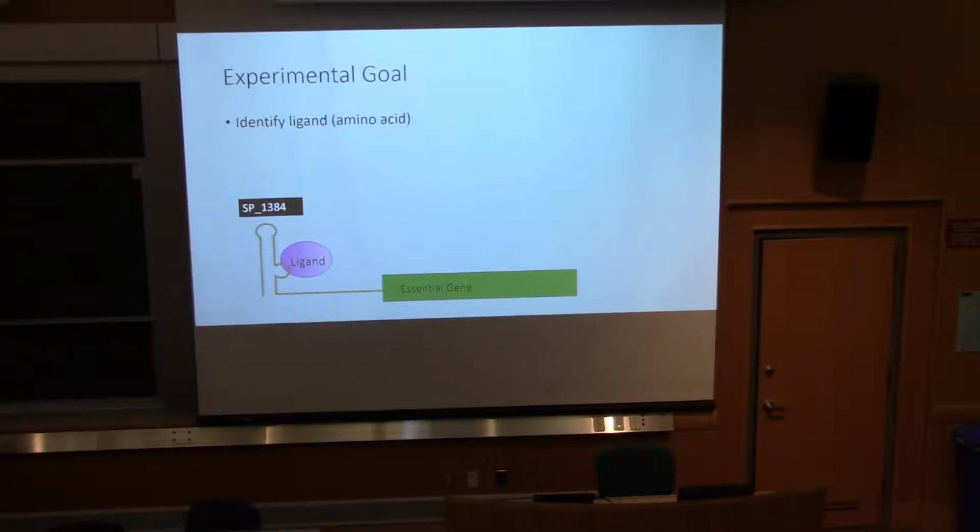So my project this summer was to identify the ligand that binds to our riboswitch at location SP1384. A little bit about the riboswitch that I'm studying: we're expecting the ligand to be an amino acid, and we also believe that the gene that is regulated by our riboswitch is an essential gene. So this search for the ligand will give us insight as to how to best target our riboswitch.